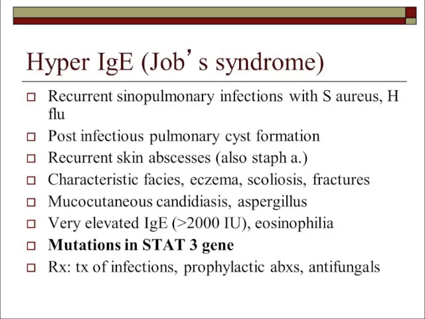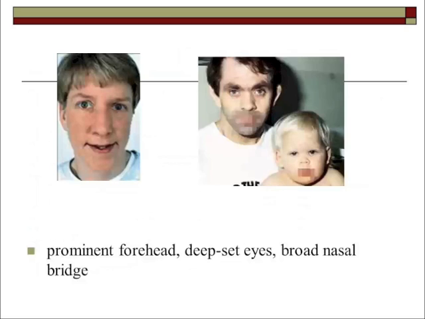The main things are going to be, again, recurrent sinopulmonary infections. So it's best to look at the things that differ between these conditions, because a lot of them have recurrent sinopulmonary infections. These people are going to have pulmonary cysts. They're going to have all these characteristics that I'll show you that tell you this is Hyper-IgE or Job's. So it's a characteristic facies, which is this right here. They're going to have a very prominent forehead, deep-set eyes, and a broad nasal bridge.